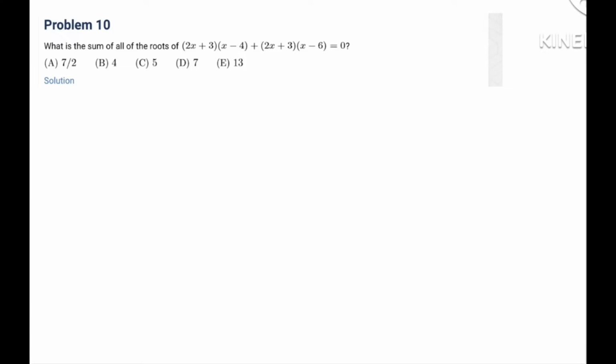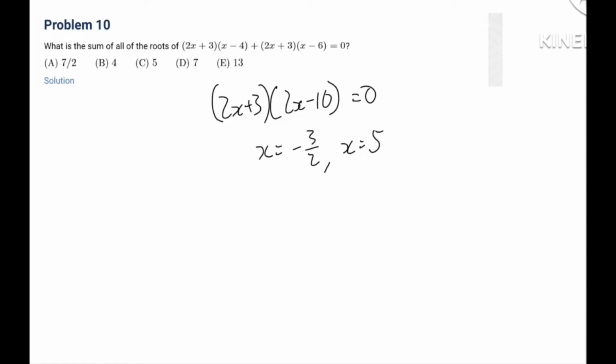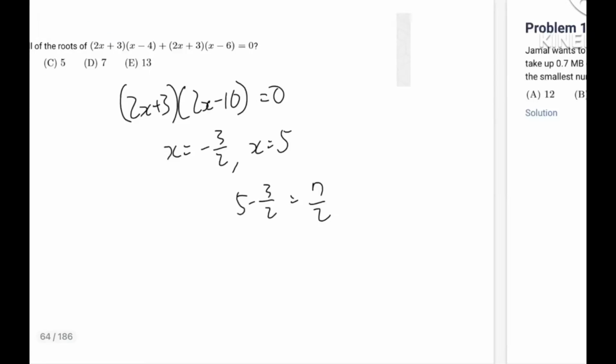Problem number 10. What is the sum of all the roots of (2x plus 3)(x minus 4) plus (2x plus 3)(x minus 6) equals 0? Okay, so this one we need to put the two terms together. 2x plus 3, and then these two have to be added: 2x minus 10. This is 0, so x equals minus 3 over 2, x equals 5, and so the sum of all the roots would be 5 minus 3 over 2, which is 7 over 2. So problem 10, the answer is A.